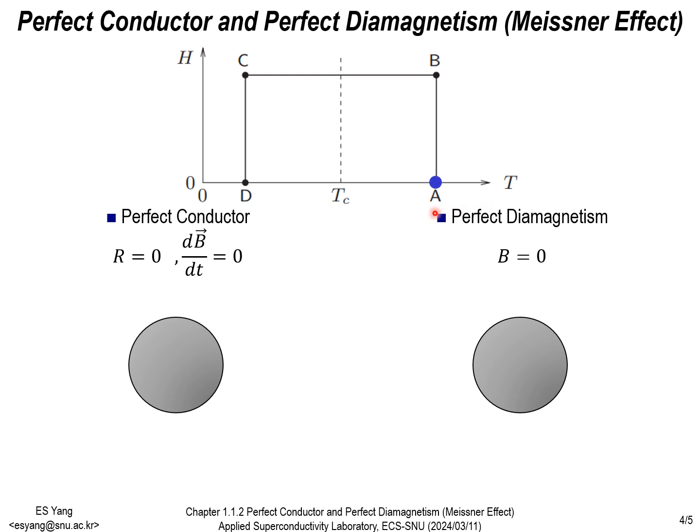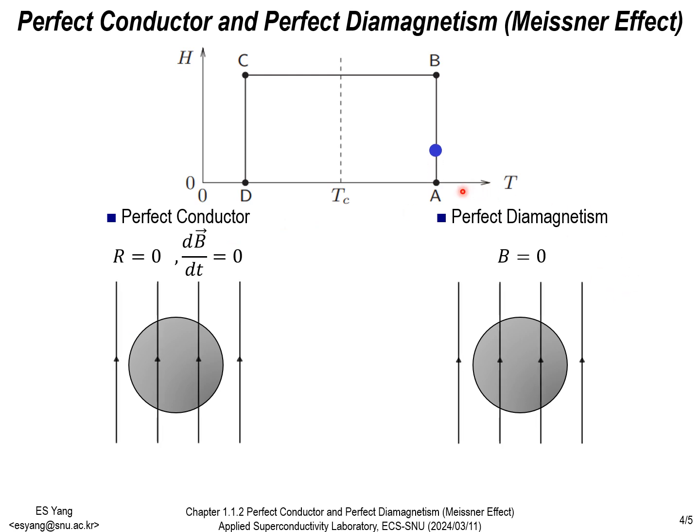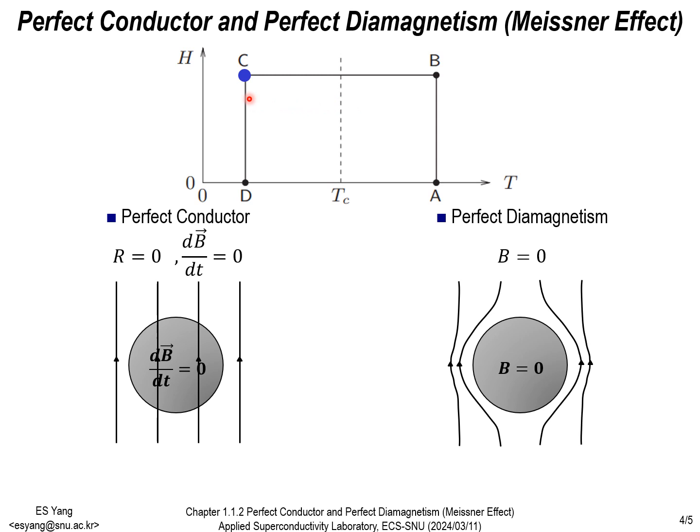Starting from state A, at temperatures higher than Tc and in the absence of an external magnetic field, as depicted in the diagram below, no magnetic phenomena occur. Next, while maintaining the temperature as at state B, an external magnetic field is applied. At this point, perfect conductor and perfect diamagnetism do not manifest, resulting in internal and external magnetic fields exhibiting identical phenomena.